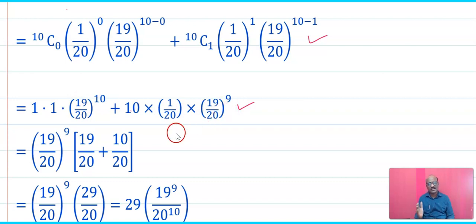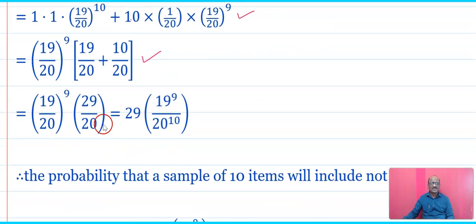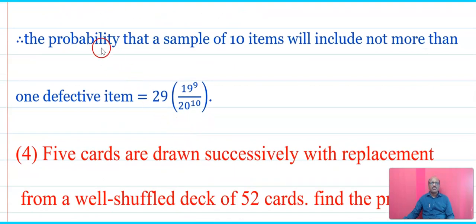Take (19/20)^9 as common, and here you will get 19/20 plus 10/20 in this way. And then if we simplify this, you will get (19/20)^9 into 29/20, and in this way, again with simplification, you will get 29 into 19^9 upon 20^10. It will become 10. The probability that a sample of 10 items will include not more than one defective is 29 into 19^9 upon 20^10.